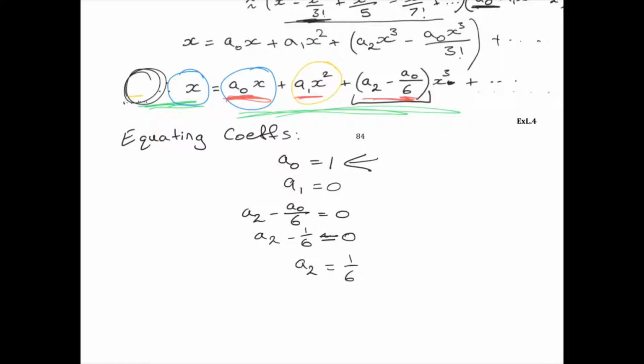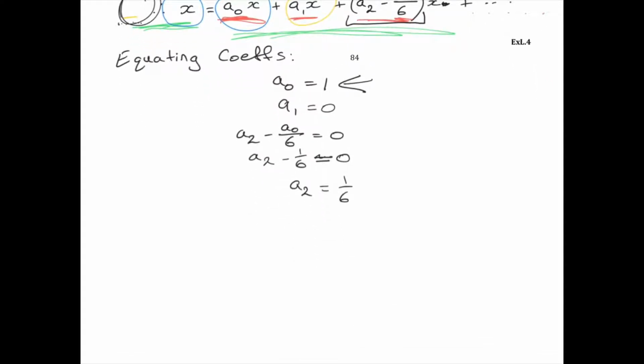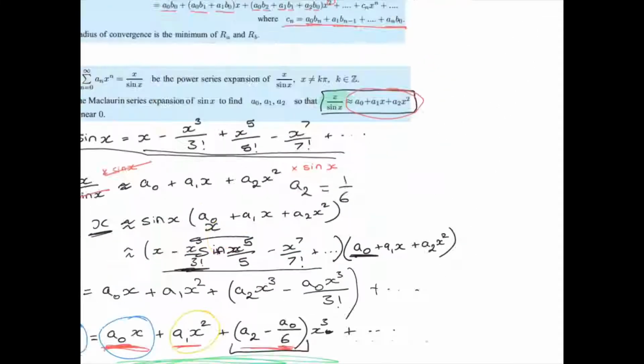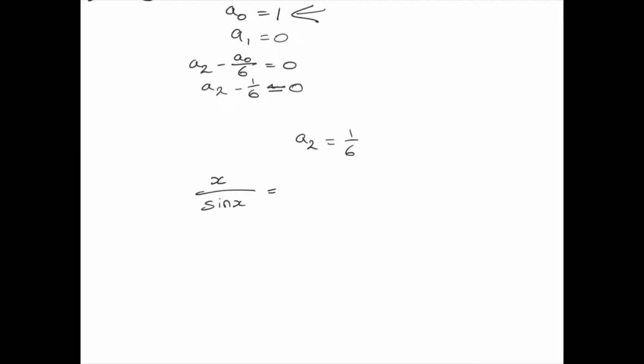Yeah. But we can also say, therefore, in your question, back in the question it said x over sine x equals a0 plus a1x plus a2x squared. So x over sine x equals a0, which is 1, plus a1 times x, but a1 is 0, plus, what was it, a2x squared? So x squared on 6. Yep. So in other words, that is the Maclaurin polynomial for that expression, except only going up to degree 2.